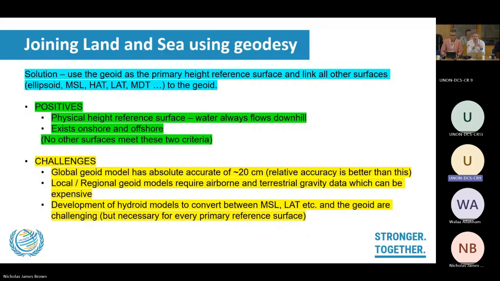You can also develop hydroid models. So these are offshore models that give you the difference in height between the ellipsoid, the geoid, and sea level. And these become very useful particularly for the shipping and maritime industries.